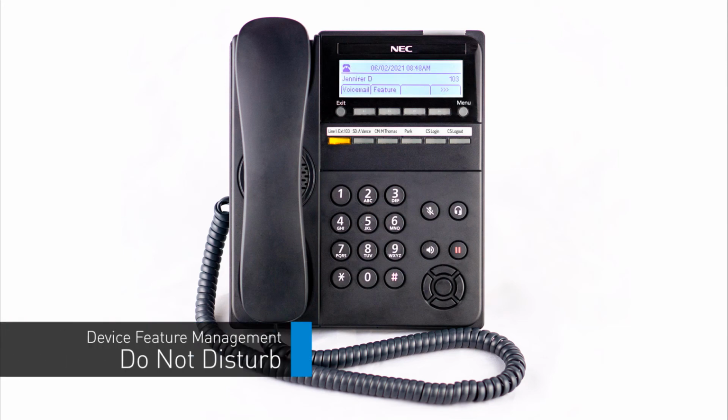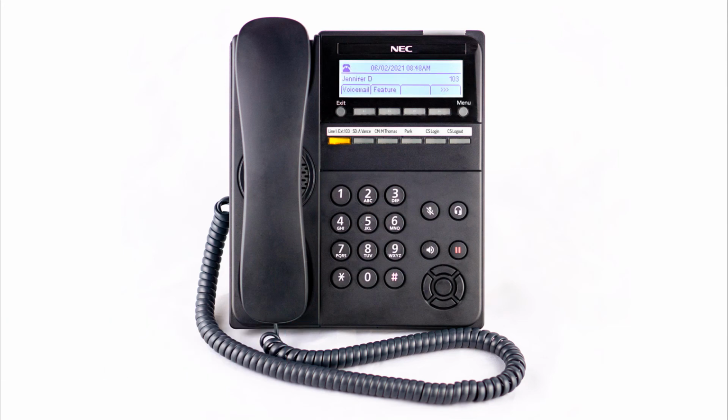To enable Do Not Disturb and send callers directly to voicemail, press the arrow soft key to access the second page of soft key options. Then press the Do Not Disturb soft key. The Do Not Disturb icon will appear on the display to indicate your phone is not accepting calls. You can press the button again to turn off Do Not Disturb.